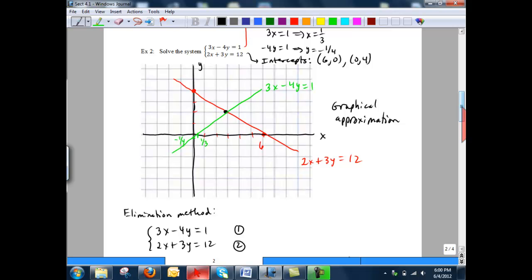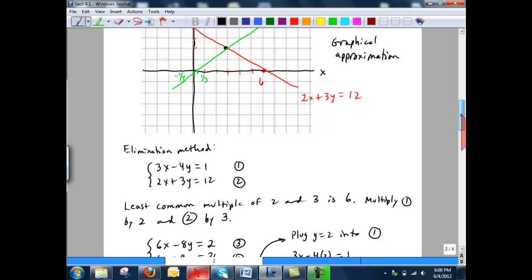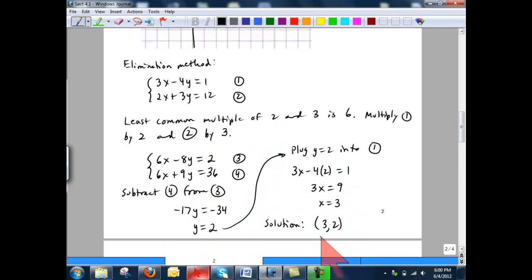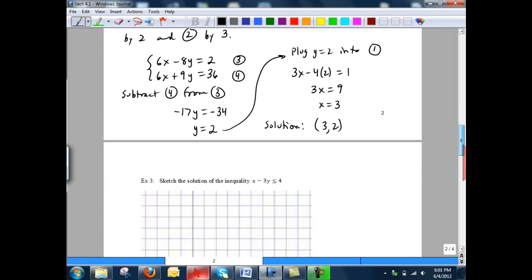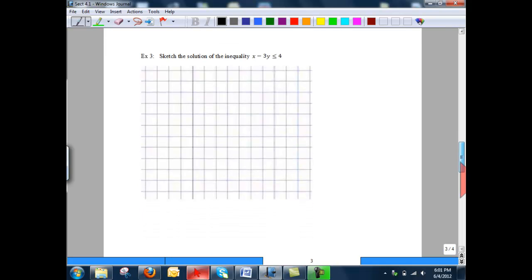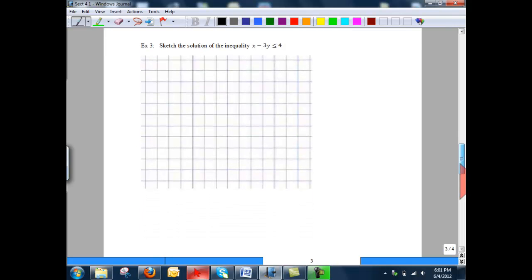There's no reason though really that the coordinates of the solution have to be integers. So ahead of time we didn't know that this might not have been 3.1 and 1.97 or something like that. So the algebraic method, the elimination method, is preferred. Okay, you should be able to do that type of problem. Here's another thing that we'll have to do. Sketch the solution of the inequality x minus 3y is less than or equal to 4.